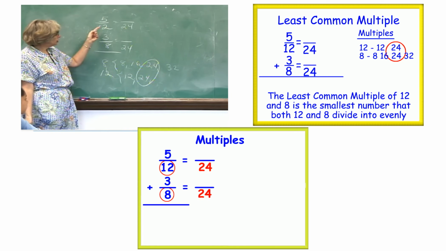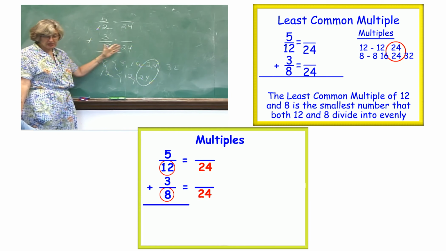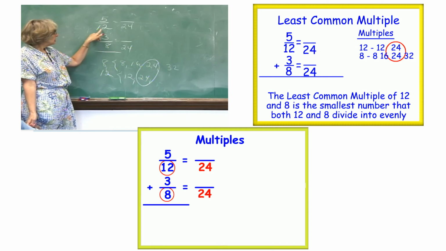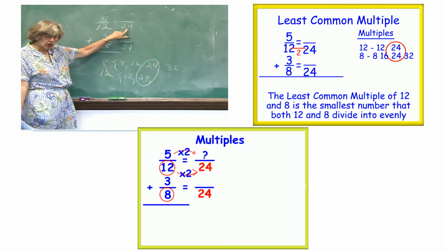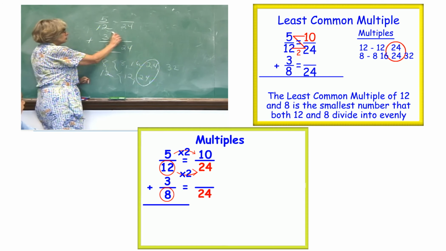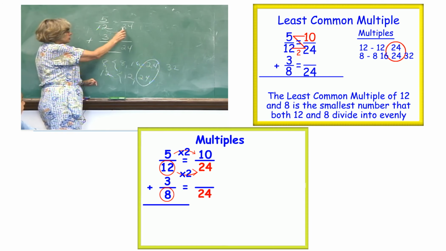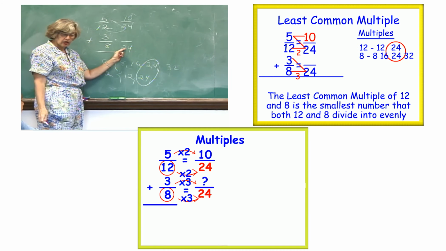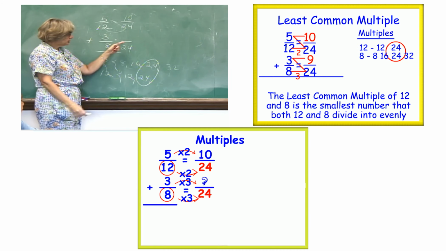Once you know that you can change 12ths into 24ths and 8ths into 24ths, you just do it. Let's try to do it together. 12 goes into 24 2 times, and then 2 times 5 is 10. That goes over here. So remember this step, 12 into 24 is 2. 2 times 5 is 10. And then 8 goes into 24 3 times, and 3 times 3 is 9.